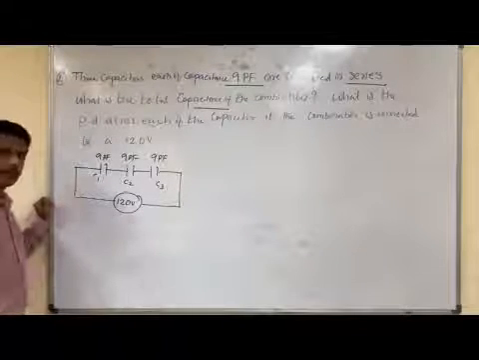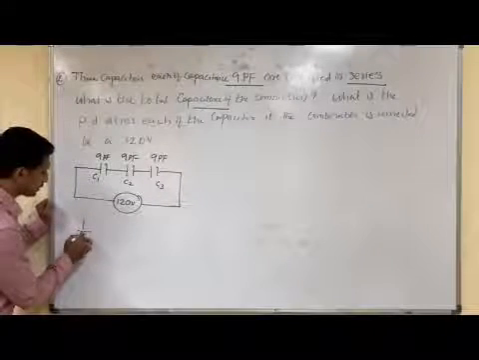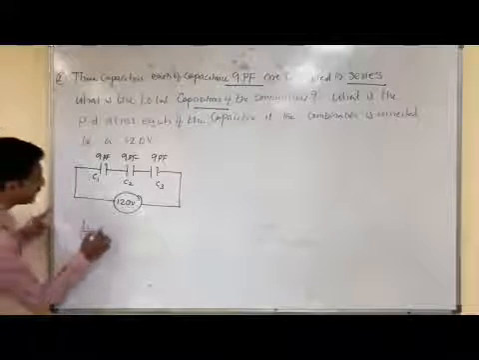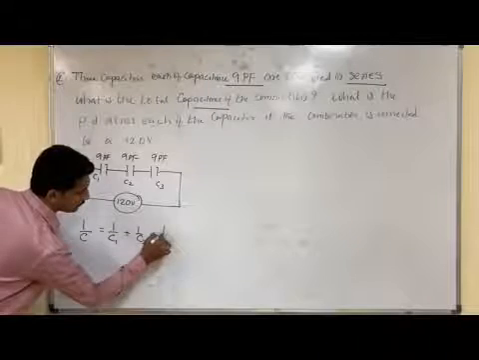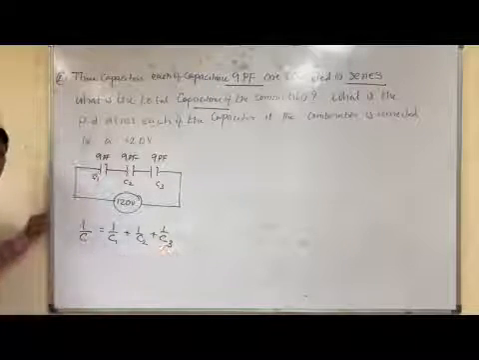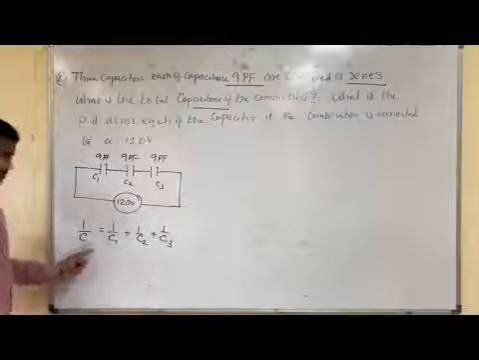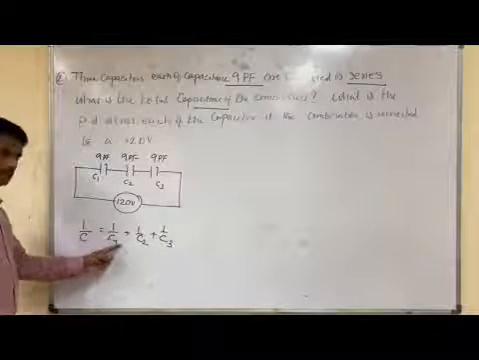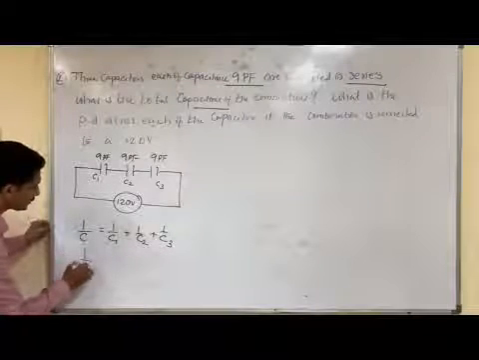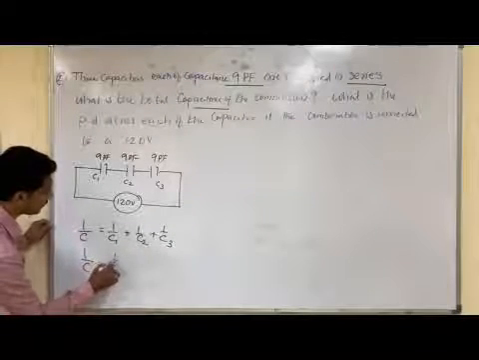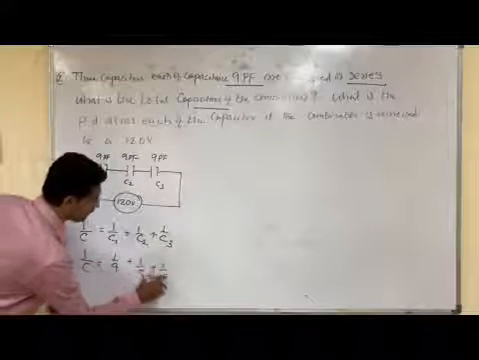When three capacitors are connected in series, the effective capacitance of the combination is given by 1 by C is equal to 1 by C1 plus 1 by C2 plus 1 by C3. Now we can substitute the values. 1 by C is equal to 1 by 9 picofarad plus 1 by 9 plus 1 by 9.